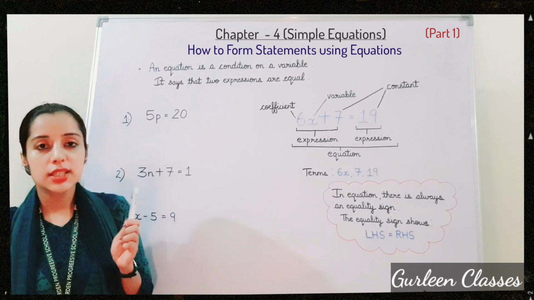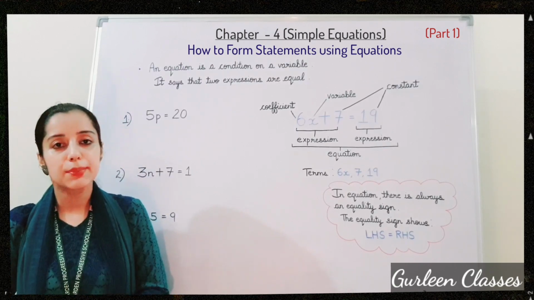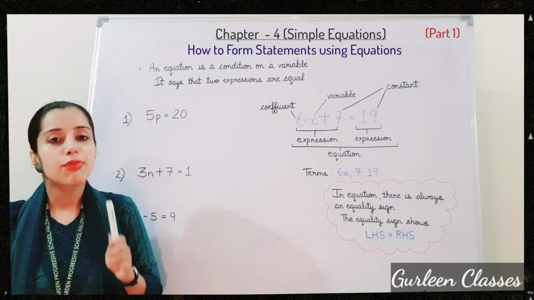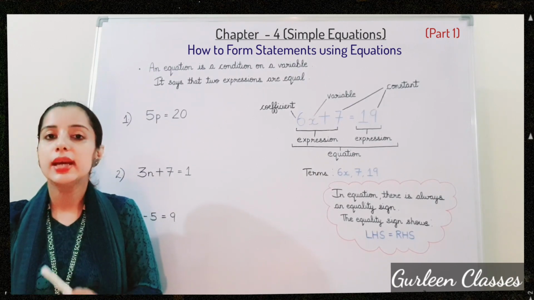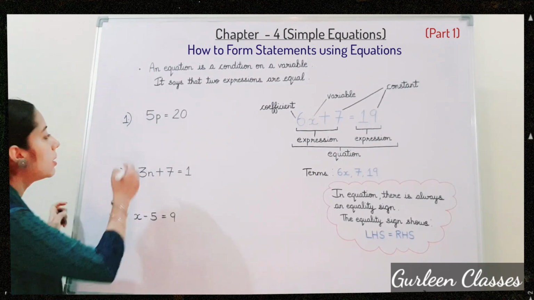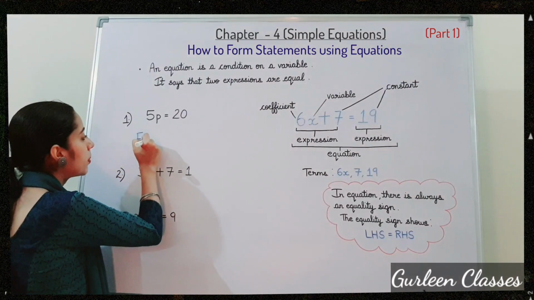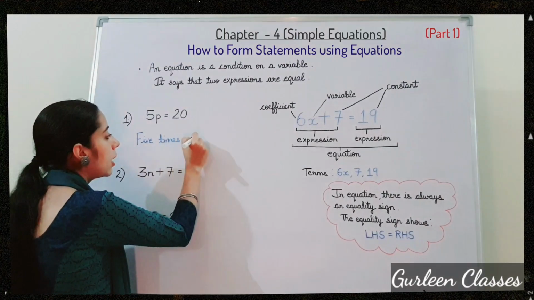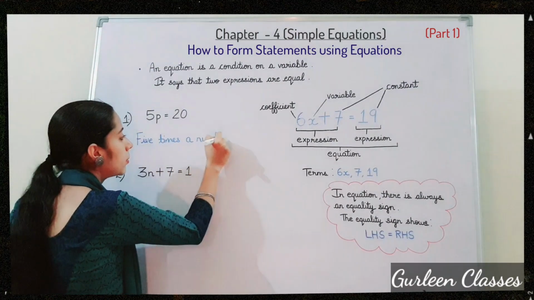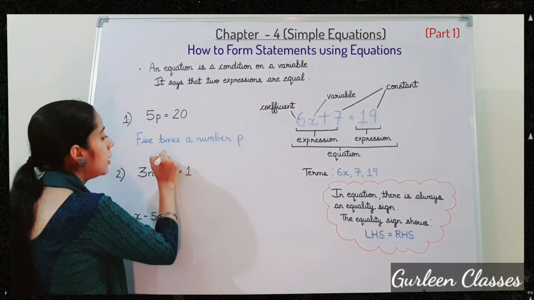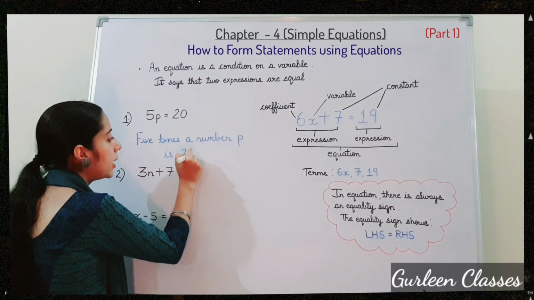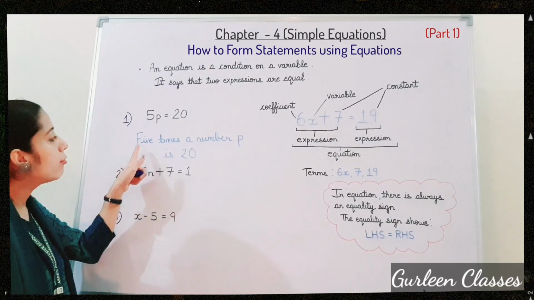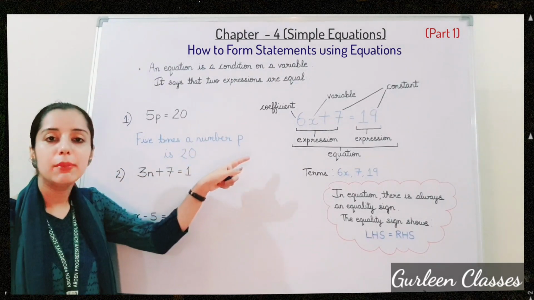So now let us do vice versa. Here equations are written and we have to write the statements. First part, 5p is equal to 20. So 5 times the number p is 20. So let us write here 5 times a number p is 20. As 20 is the result, we have written is 20, and 5 times a number p means 5p.